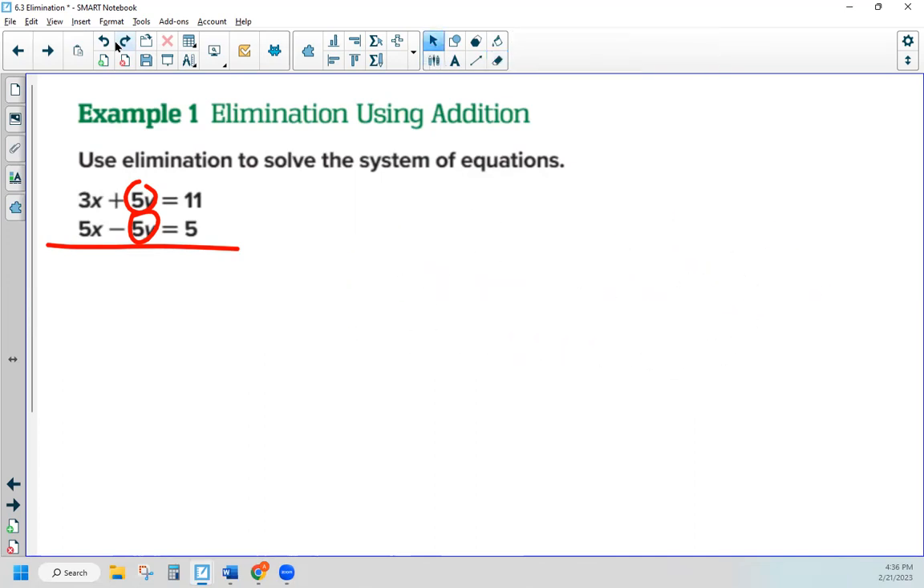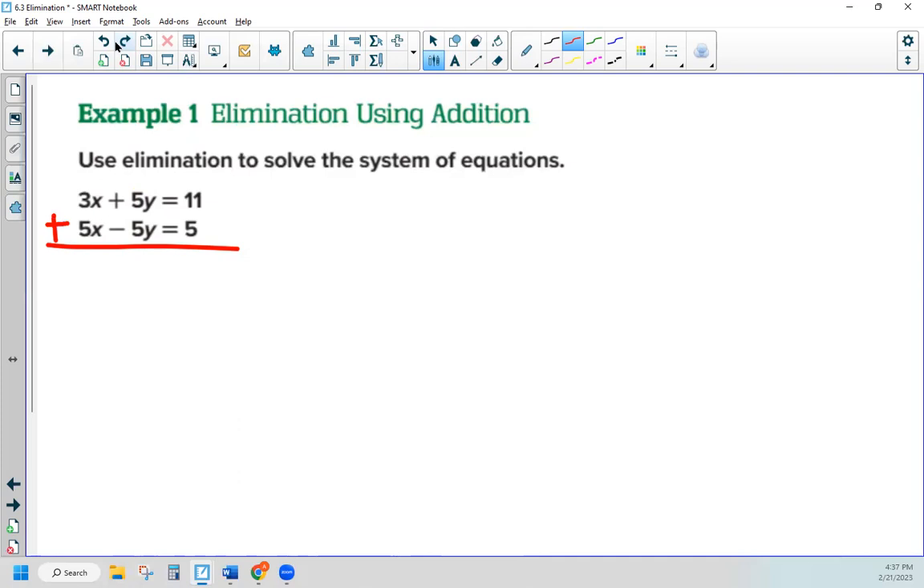Rule of thumb: if your coefficients, the numbers in front of the variable, have opposite symbols, add. When they're opposites, they will cancel each other out.